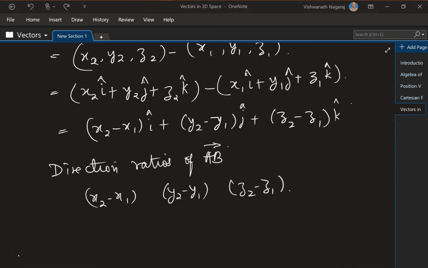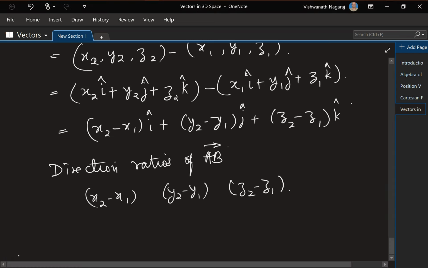So we have seen how to represent vectors in 3D space. We have seen how we can evaluate their magnitude and the direction. In the process, we have looked at direction cosines and direction ratios.